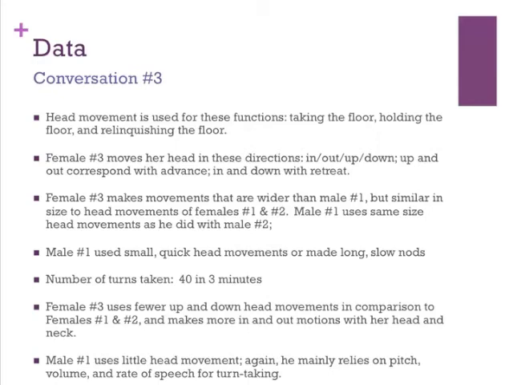Female number 3 uses fewer up and down head movements in comparison to females number 1 and 2, and makes more in and out motions with her head and neck. Male number 1 uses little head movement. Again, he mainly relies on pitch, volume, and rate of speech for turn taking.